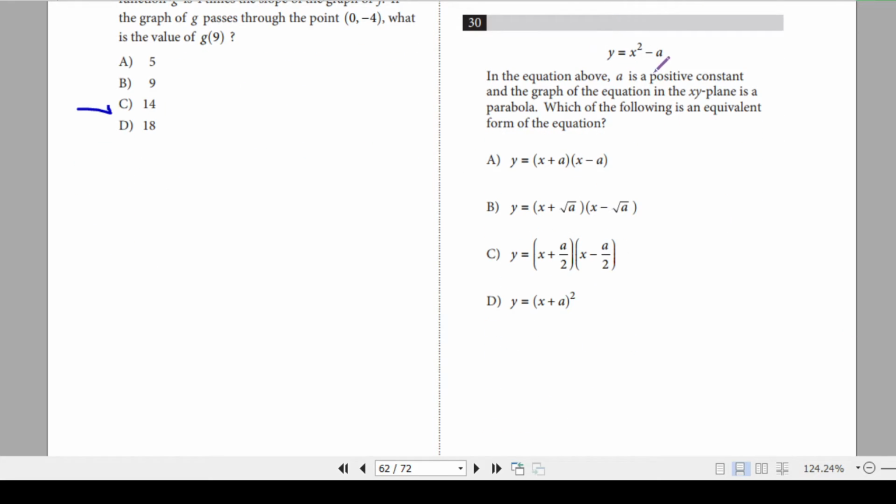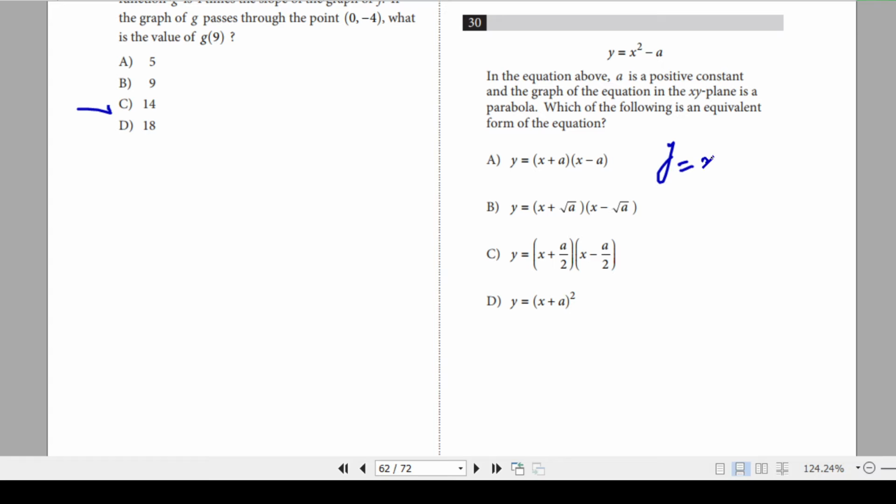y is equal to x square minus a. In the equation above, a is a positive constant and the graph of the equation in the xy plane is a parabola. A parabola is an upward or downward curve, okay? Quadratic curve. Which of the following is an equivalent form of the equation? It's just a simple question.